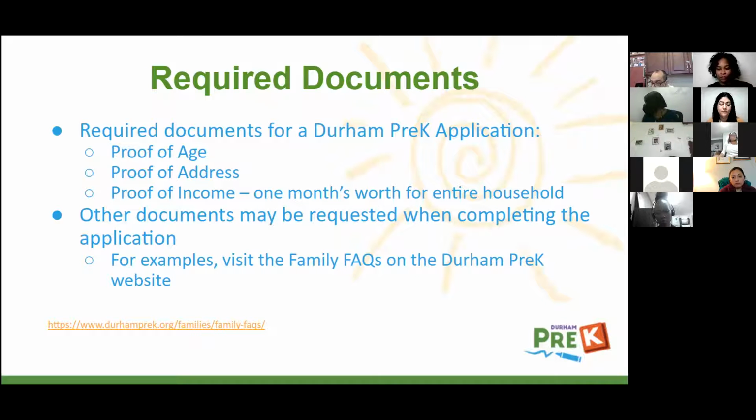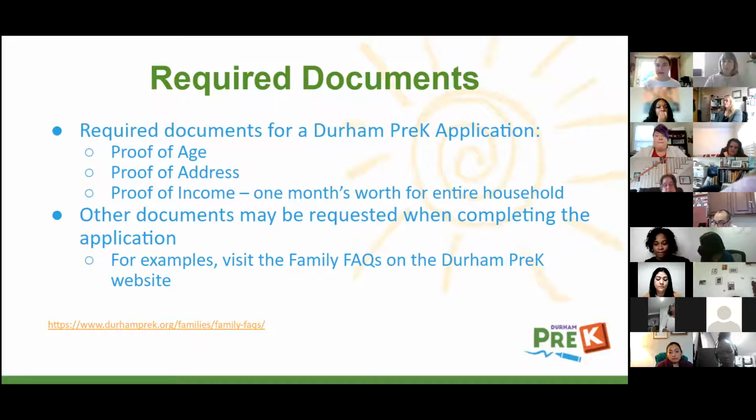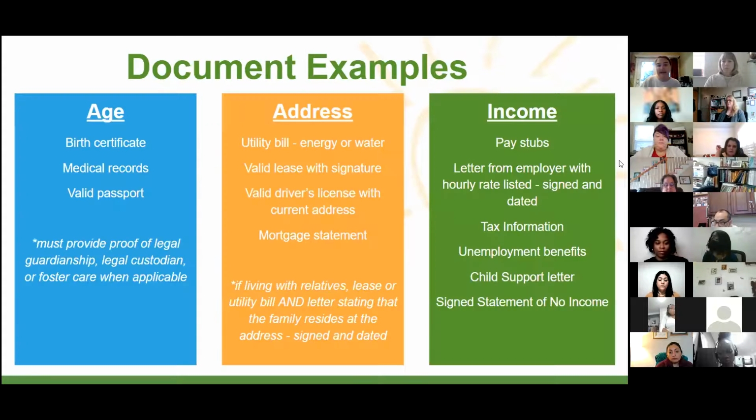But just as an example, any family who indicates that their child has a chronic health condition would be asked to submit documents in order to prove that. So that's just one example of a document that may be requested outside of the main 3 that are listed at the top. And so these are just some examples of the documents that we would take from families.